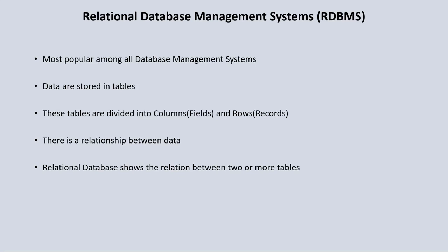There is a relationship between data within a relational database management system. In other words, there could be a relationship between a table and another table. So if you have multiple tables within a database, there could be a relationship. It is possible that each table is standalone and there is no relationship, but generally there is a relationship between data within the tables, and there is a relationship between tables in a relational database management system.